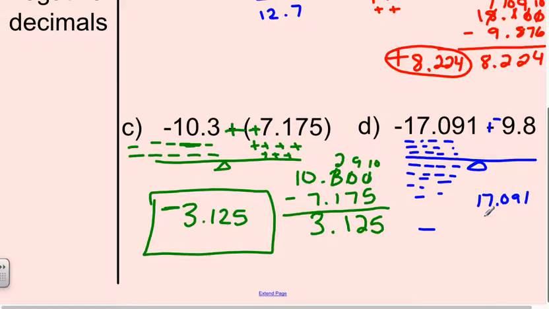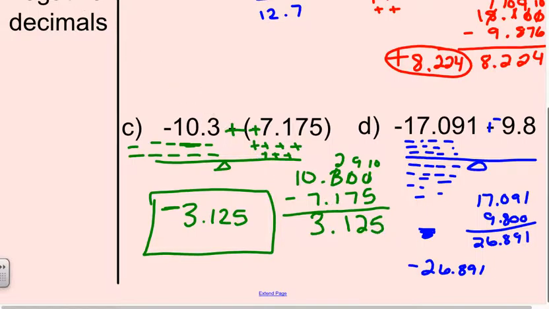17 and 91 thousandths plus 9 and 8 tenths. Hold my place values with those zeros. And I would get a negative, I'll have to move this so I have enough room, negative 26 and 891 thousandths.